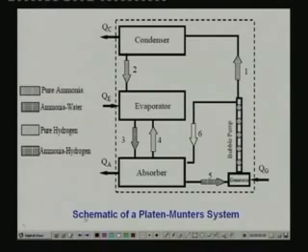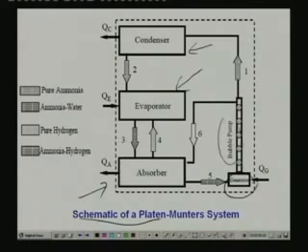This is a schematic of a typical Platen Munters system. It consists of a condenser, an evaporator, an absorber, a generator here, and another component called a bubble pump. For the sake of simplicity, I have not shown the rectification column, dephlegmator and all that, but in an actual system those things will be there. So, we are assuming that we do not have any of those things. At the same time, we are getting pure ammonia at the end of this bubble pump. Let me explain the working principle starting with this point.